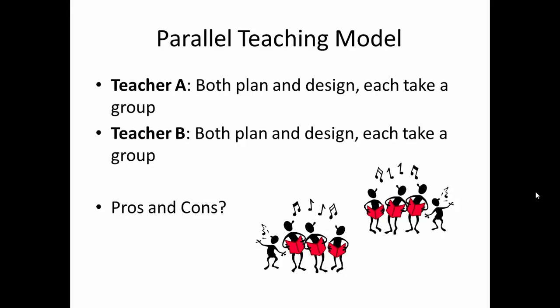In the parallel model, both teachers, A and B, plan and design, and then each takes a group. The model divides one large group of students into two smaller, heterogeneous groups for the purpose of instruction. Each teacher works with half of the class. This model can be used for an entire class period, but it is most often used for brief application exercises because it allows greater opportunity for student participation.